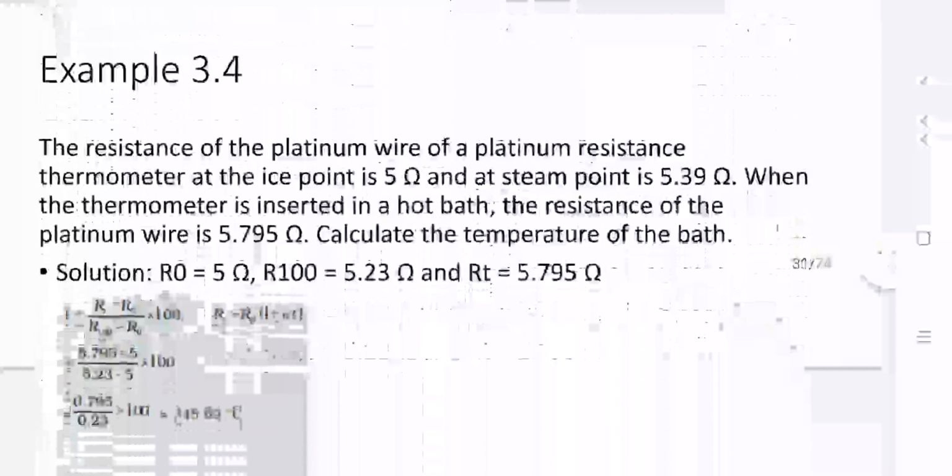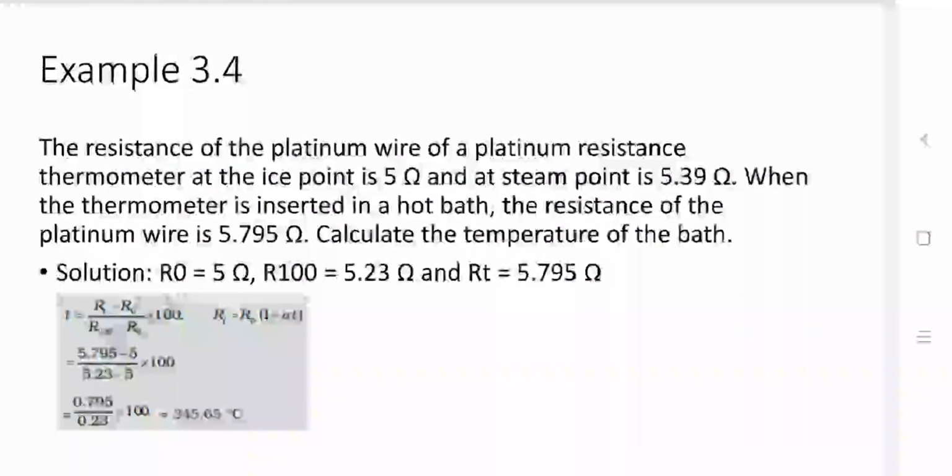Next example: the resistance of the platinum wire of a platinum resistance thermometer at the ice point is 5 ohm. Ice point means the temperature is 0 degrees. At that time the resistance of the platinum wire is 5 ohm. At the steam point, that is at 100 degrees Celsius, the resistance is 5.23 ohm. So we can see that the temperature is varying from 0 to 100, but the resistance of the platinum wire varies very little, from 5 ohm to 5.23 ohm.